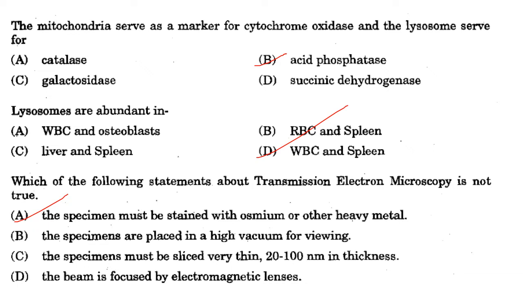Then which of the following statements about transmission electron microscopy is not true? The specimen must be stained with osmium or other heavy metal. Then the specimen is placed in a high vacuum for viewing. The specimen must be sliced very thin, 20 to 100 nanometers in thickness. The beam is focused by electromagnetic lenses. So the answer is option A.